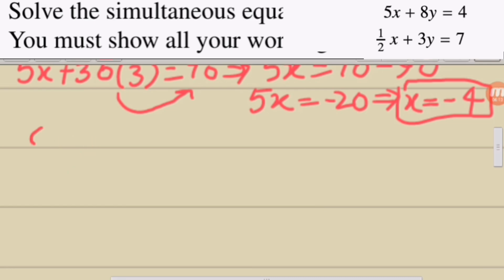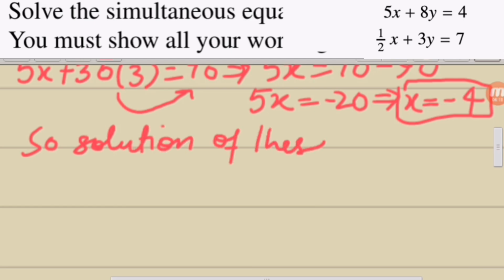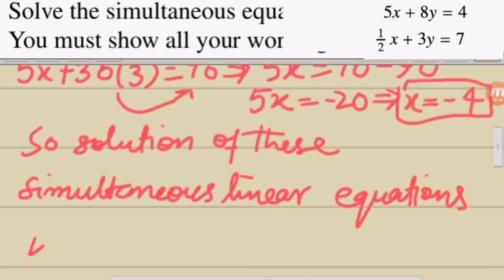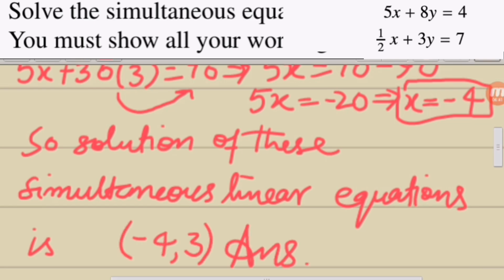So the solution of these simultaneous linear equations is x equals minus 4, y equals 3.